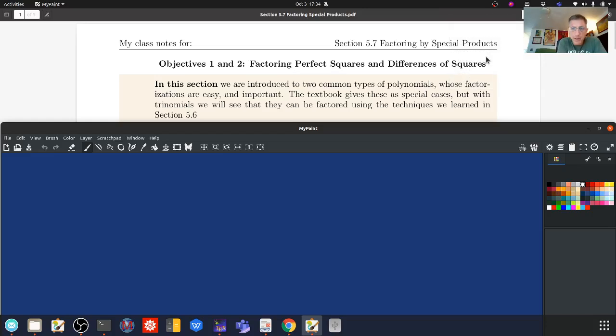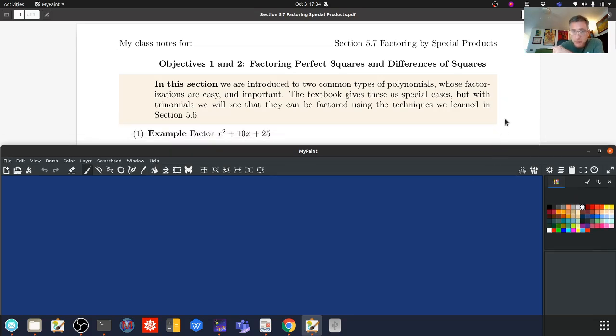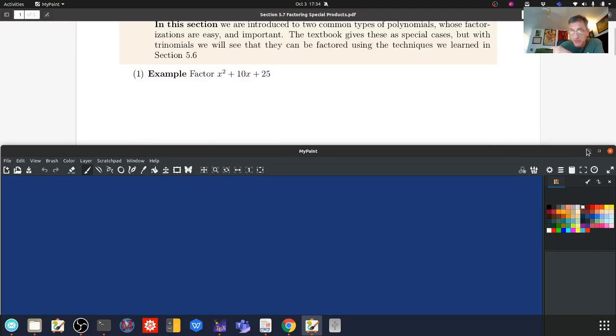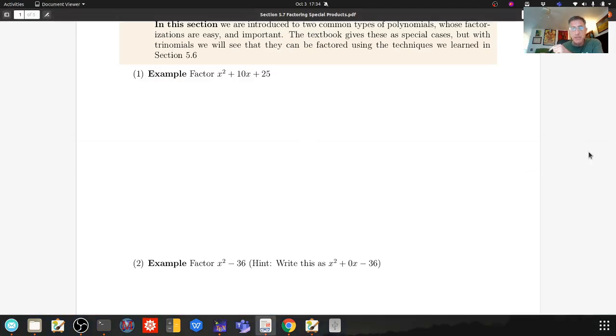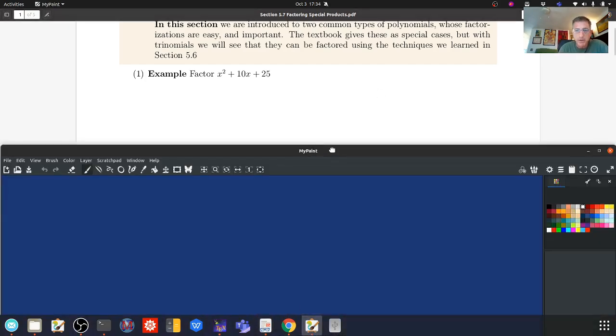Okay, this is lecture 5.7, factoring by special products. Basically, we're going to learn some shortcut factorizations that we can obtain by memorization of a few formulas. The factorization techniques that I showed you last time always work, and they work in this case too, but many times it's much easier to factor special types of polynomials that were introduced by doing the reverse of the special products that we learned, I think, 2 lectures ago.